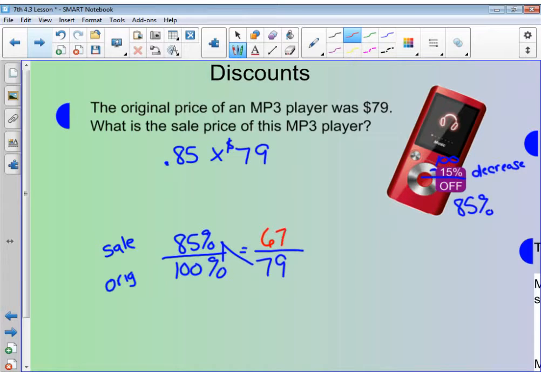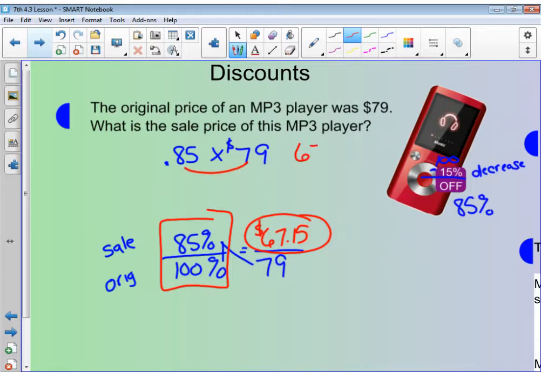So 67.15. I should get the same thing if I do this method of 0.85 times 79. It's still going to give me the same thing, because this is the decimal form of 85%. So 67.15. So we're going to pay $67.15.